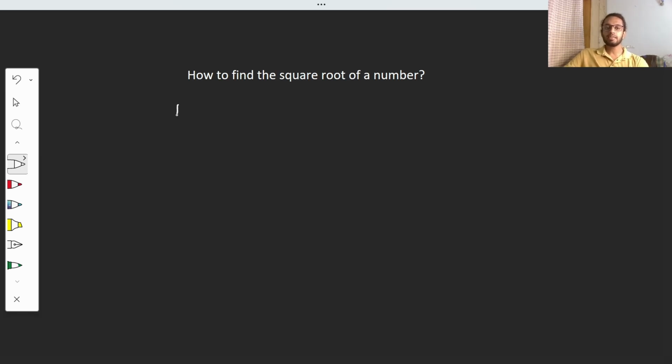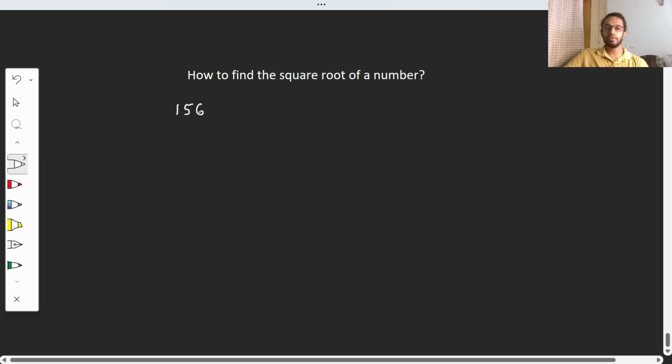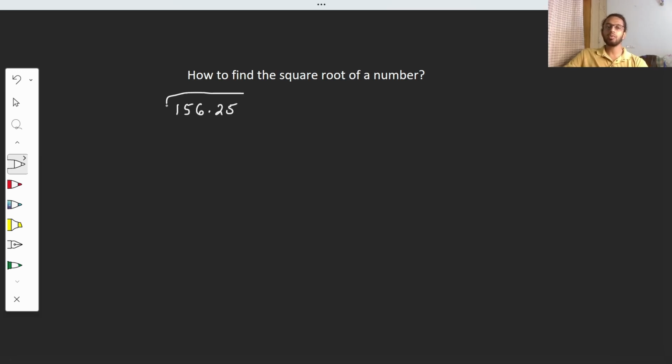For example, let us take 156.25 and we'll try to find the square root of this number. So the first thing is we should write this number, and from the decimal we have to go this way. To the left-hand side we'll come from this direction, and on the right-hand side we'll go towards the right, and we will pair the numbers like this.